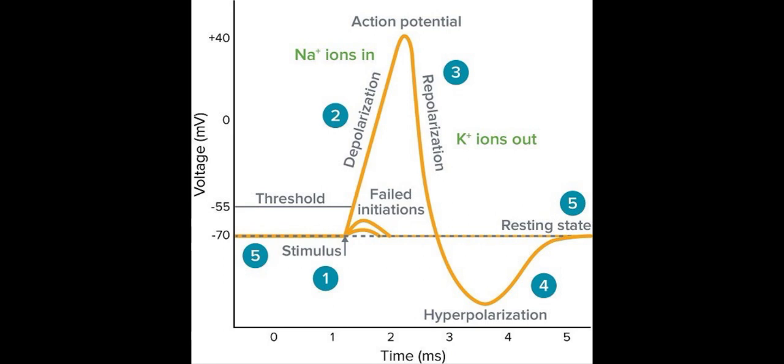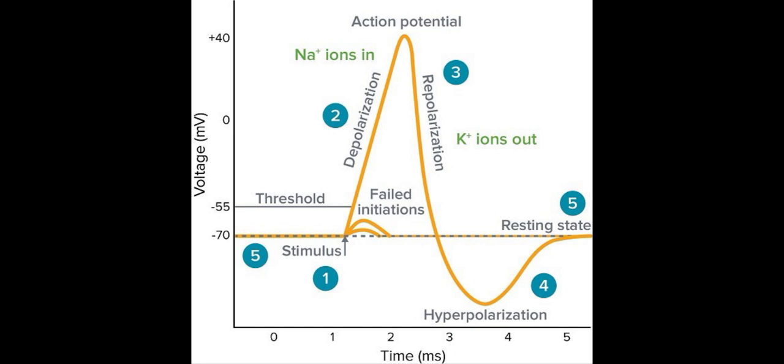And our sixth stage is hyperpolarization. Let's discuss hyperpolarization. In some neurons, the movement of potassium ions is sufficient to cause a brief hyperpolarization, where the membrane potential becomes more negative than the resting state. This hyperpolarization is temporary and is due to a slight delay in the closing of the potassium channels.